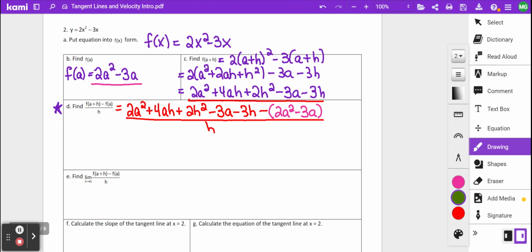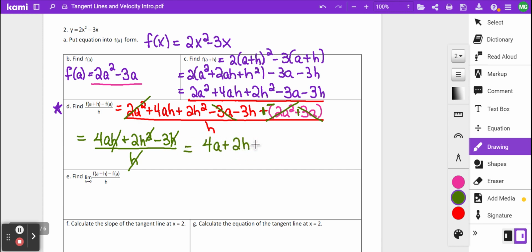Okay, so I didn't quite finish because I wanted to make sure you could at least check to here. Hopefully you turned this into plus a negative and a positive: negative 2a squared, positive 2a squared, positive 3a, negative 3a. So that should have left you with 4ah plus 2h squared minus 3h, over h. And hopefully you saw that we have an h in every single term. The most beneficial part of that is that we no longer have an h in our denominator. So if you got here, fantastic. If you didn't, go look for your mistake.